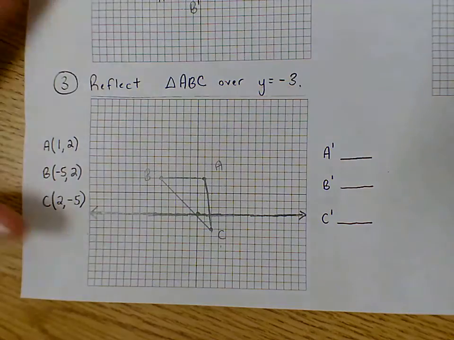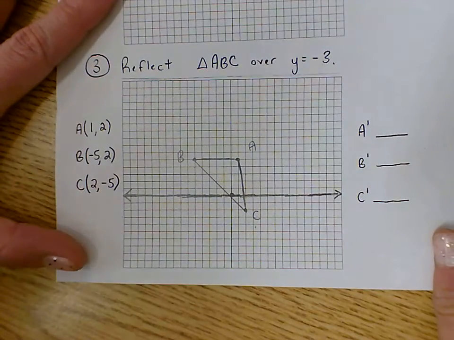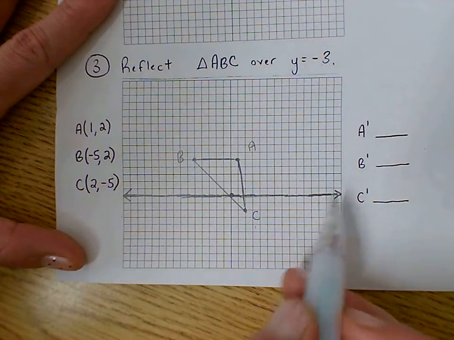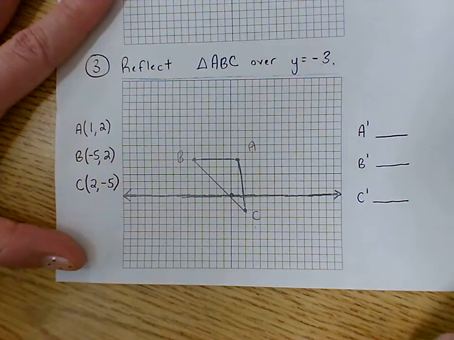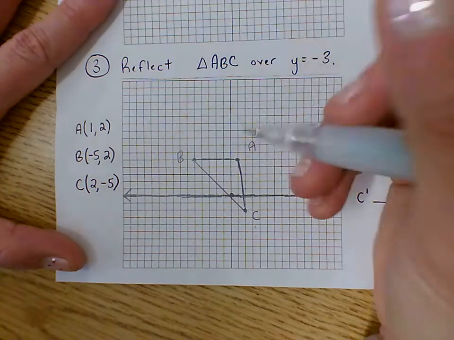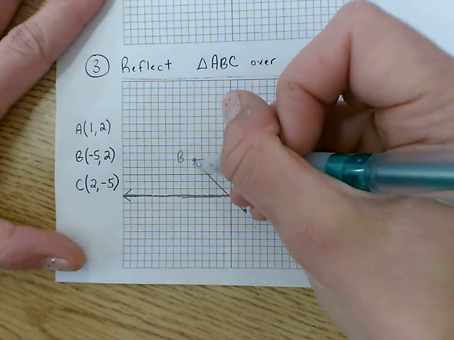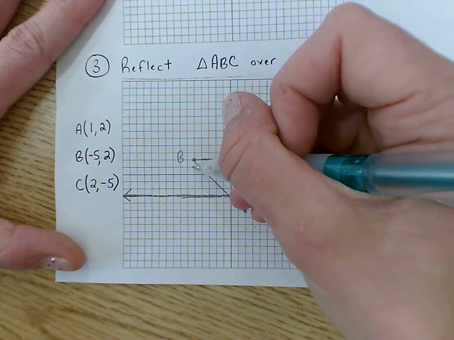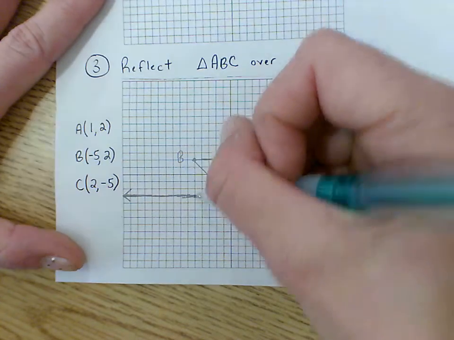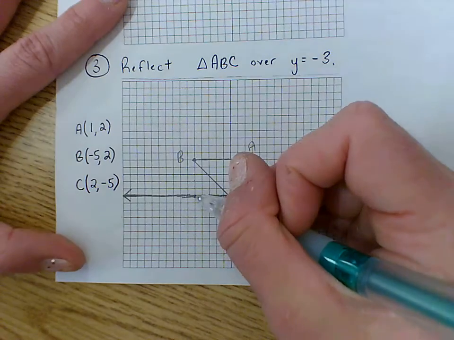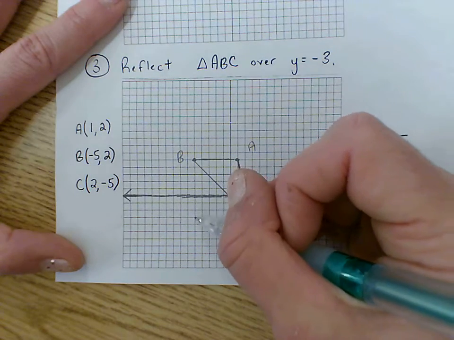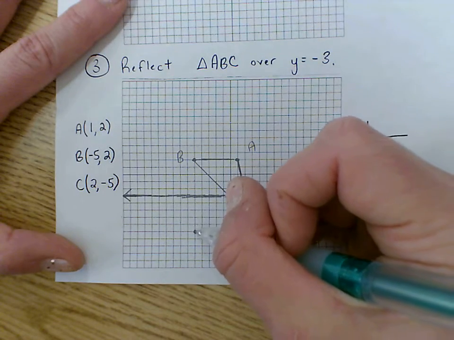Okay, so we're flipping this over that line. And it's a horizontal line, so you can count and then just do the same on the other side. So I'm going to start with B. How far is it away from the line? So 1, 2, 3, 4, 5. It's 5 away. So I'm going to go 5 on the other side. So 1, 2, 3, 4, 5. It would land right there.